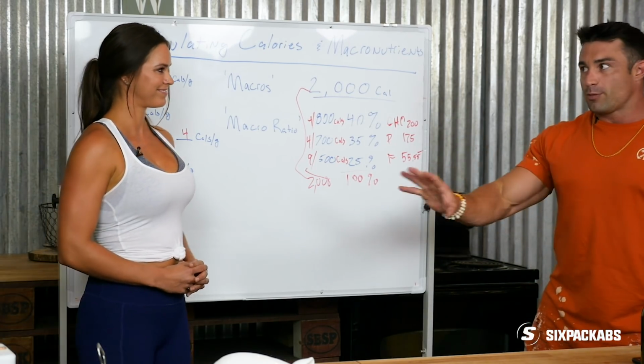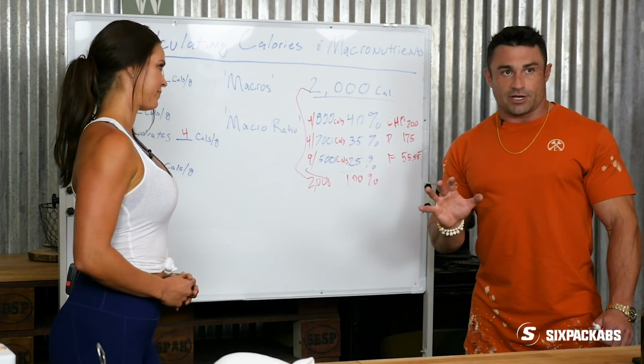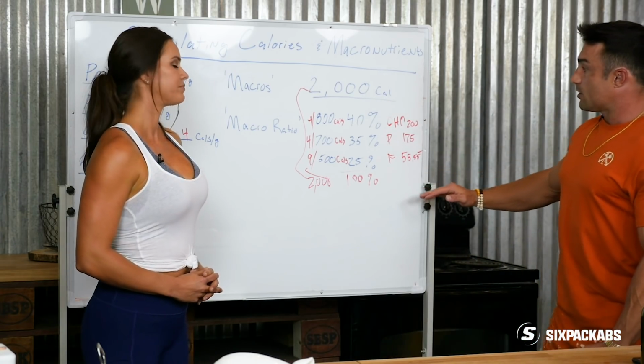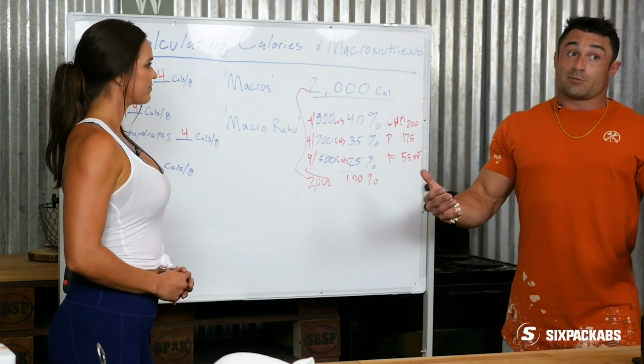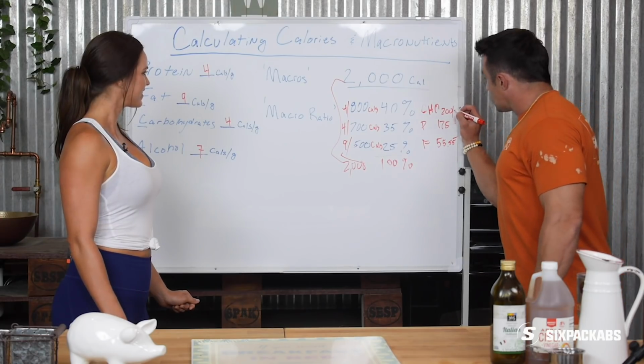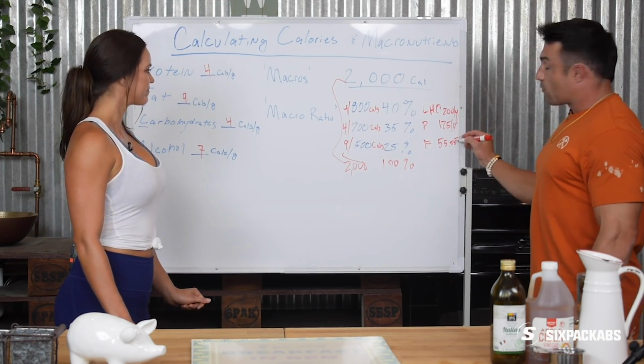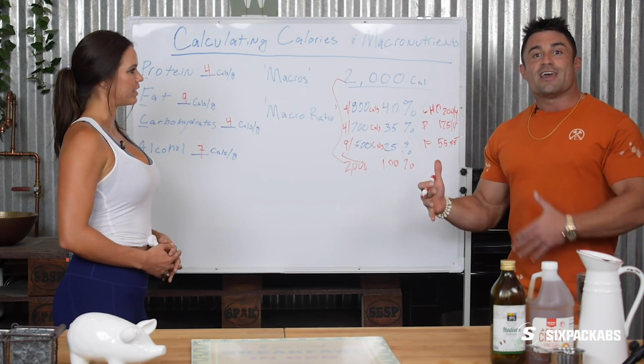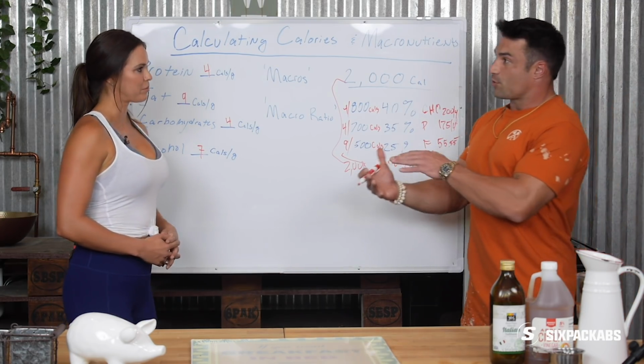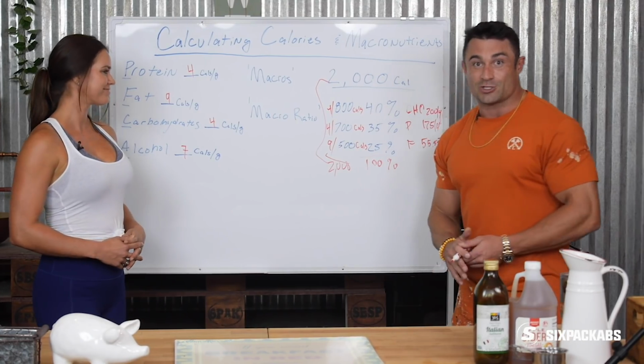If you did want to go a little bit further, now we'll give you a teaser for the next video. If you want to break this down a little further, let's say you want to eat 4 times per day. All you do is take the 200, divide it by 4, divide the 175 by 4, and the same thing with the 55.55. Then you will see how many grams per meal you will be consuming.